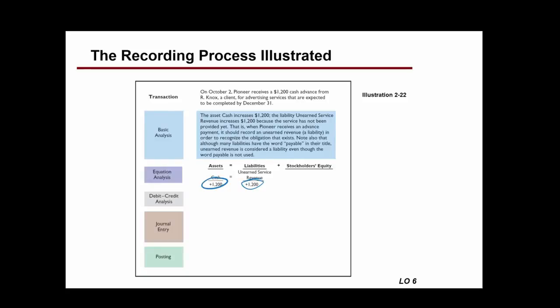Now we go to debit and credit analysis. So we analyze the transaction, we know which accounts were affected and in which way. Cash increased, so what do we do? Debit. We debit cash, and liabilities increase, so we credit liabilities. Do you remember that, or do you want me to just go over that slide that reminds us of all the debits and credits? Quickly, by show of hands, do you want me to show you that slide again? Okay.